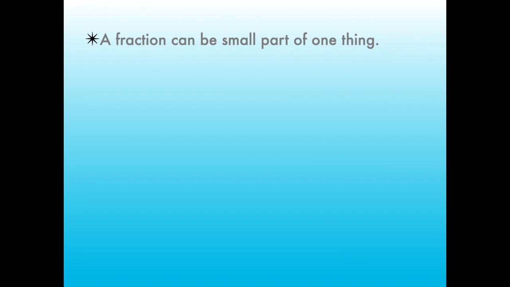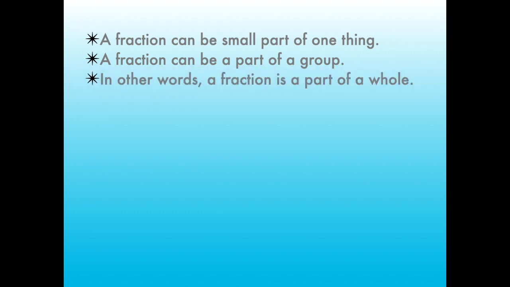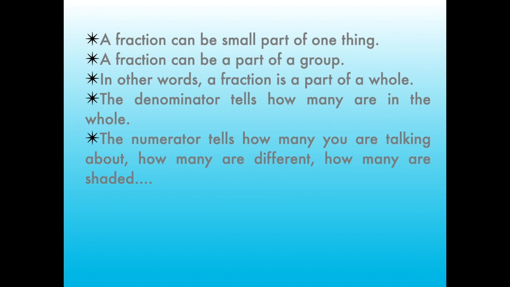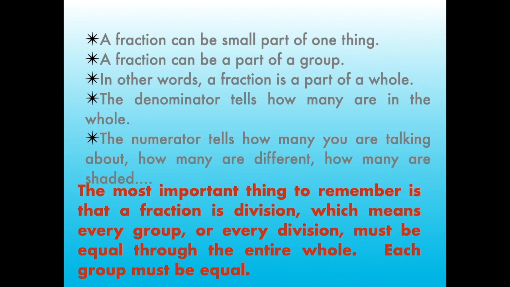So a fraction can be a part of one thing, but a fraction can also be a whole thing part of a group. In other words, a fraction is a part of a whole. The denominator tells how many are in the whole, and the numerator tells how many you're talking about, how many are different, or how many are shaded. But the most important thing to remember is that a fraction is division, which means every group or every division must be exactly equal to the whole thing. Every group must be equal. And I need you flexible in your thinking.